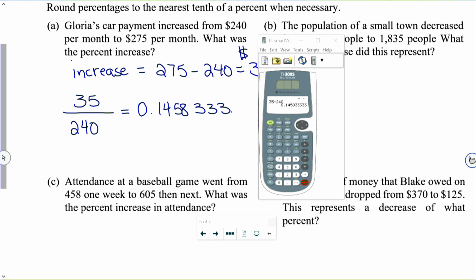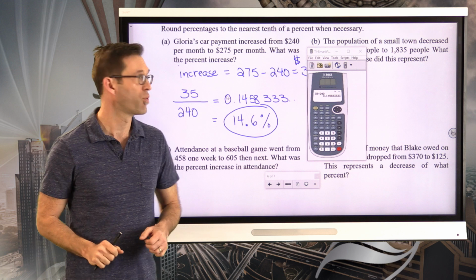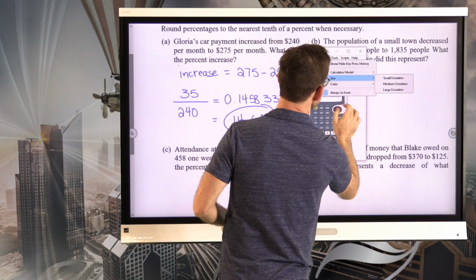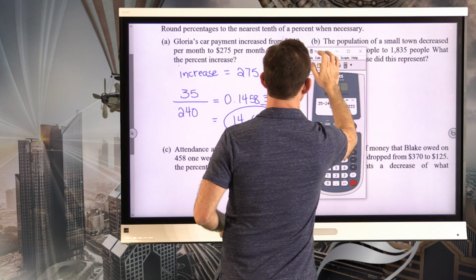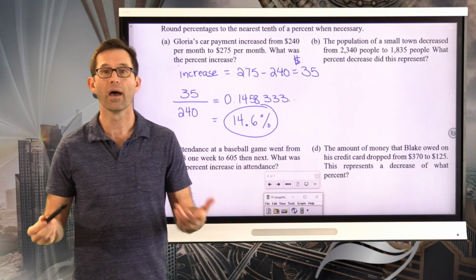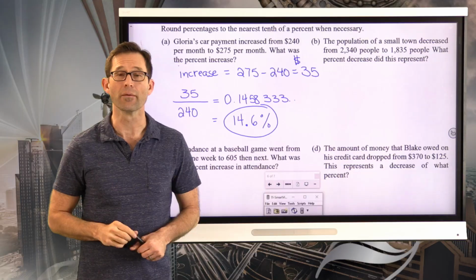58333, etc. Nice repeating decimal there, right? And that is going to be 14.6%, right? 14.6%. Let me see if I can get this to be a little bit bigger. There we go. Fantastic. All right, let's take a look at a percent decrease problem in letter B.